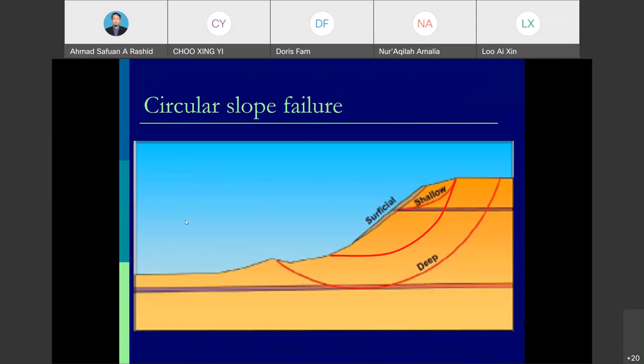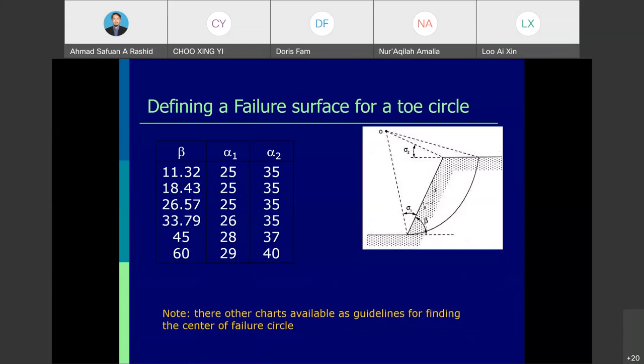Then under the circular slope failure plane, we may consider either the shallow or the deep failure, while the superficial failure we call erosion. We may not discuss how to determine the erosion rate. In order to determine whether the failure is under shallow or deep failure mode, we need to determine where the origin point is.